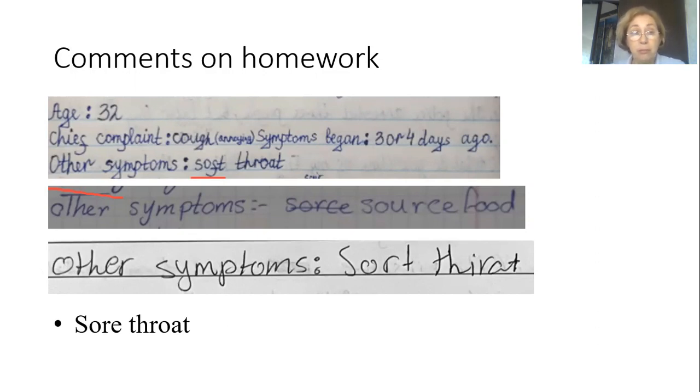This is a very common symptom that a lot of people experience when they are sick. Well, so these are my comments. All the other information was all right. Do you have any questions about the homework? No questions? I think no.